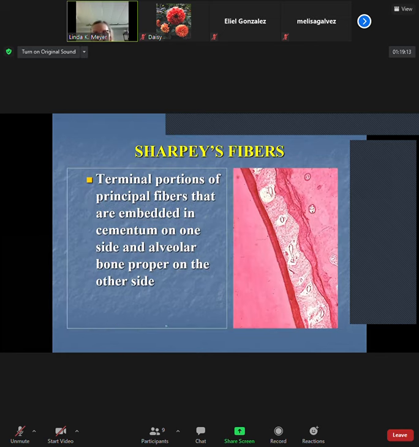So when we actually look at it on this microscopic picture, you can see, especially on the bone side, these little striations or little lines in the bone. Those are Sharpey's fibers. And then here they're in the cementum. Those are Sharpey's fibers. So they're just like the end pieces of a rope locked into a calcified material.